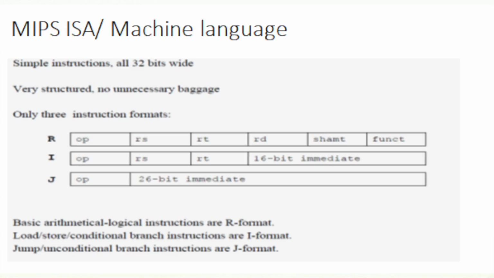MIPS, instruction set architecture or machine language. They are very simple instructions, all 32 bits wide, very structured with no unnecessary baggage. There are three instruction formats in MIPS: R, I, and J. Basic arithmetic logical instructions are R format, while load, store, and conditional branch instructions are I format. Jump or unconditional branch instructions are J format. Now I will be telling you about R format, and I and J format you will learn eventually.